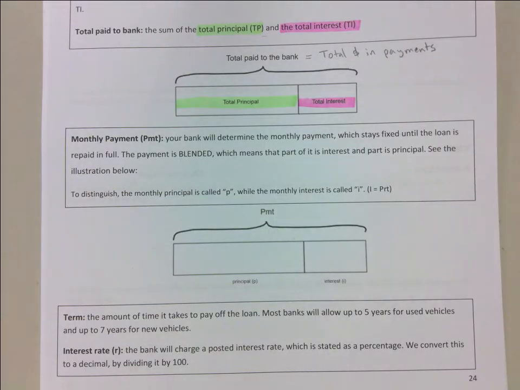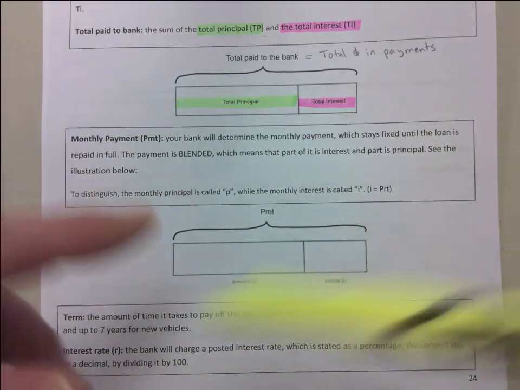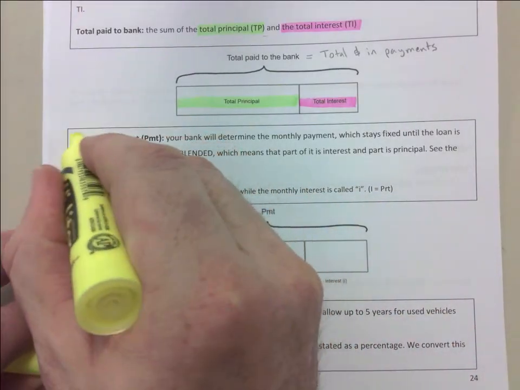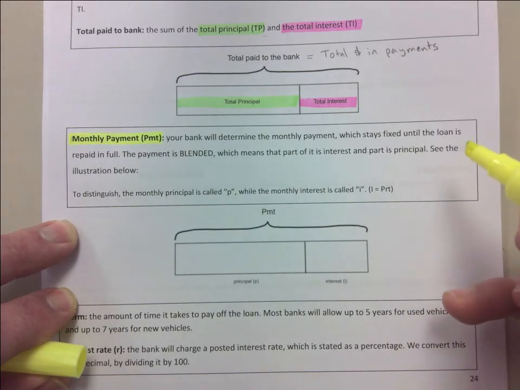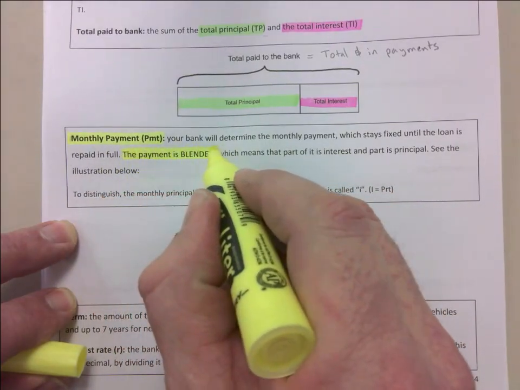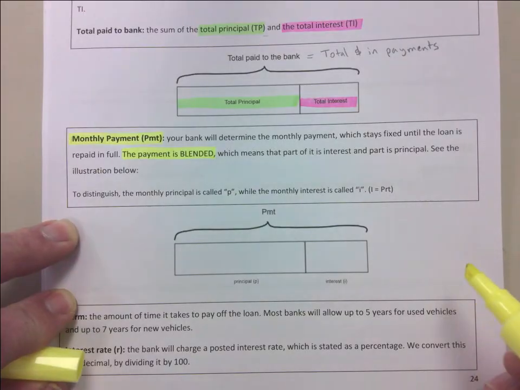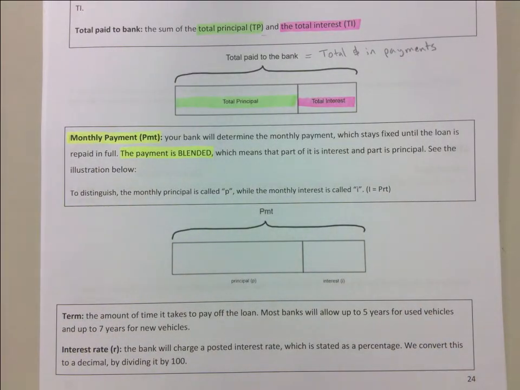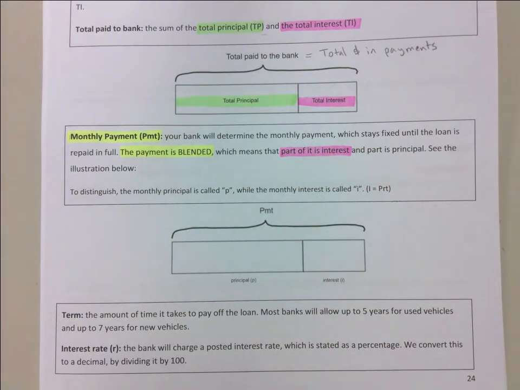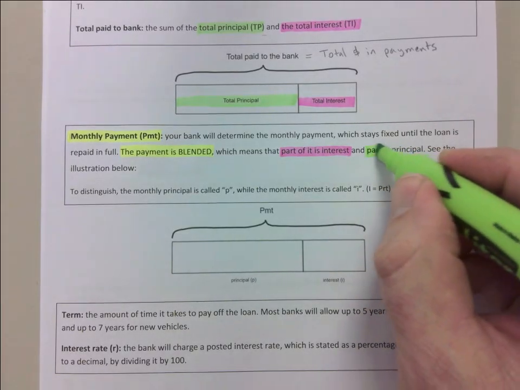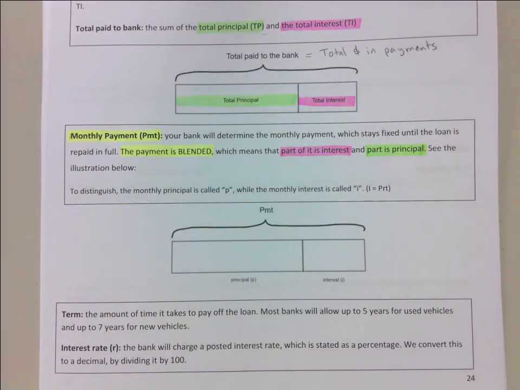Then you've got your monthly payment itself. The monthly payment that we're going to calculate is going to be blended. Use the two different colors that I used up top already. Part of it is going to be interest, and another part is going to be principal. Every single payment is going to be part interest, part principal, okay?